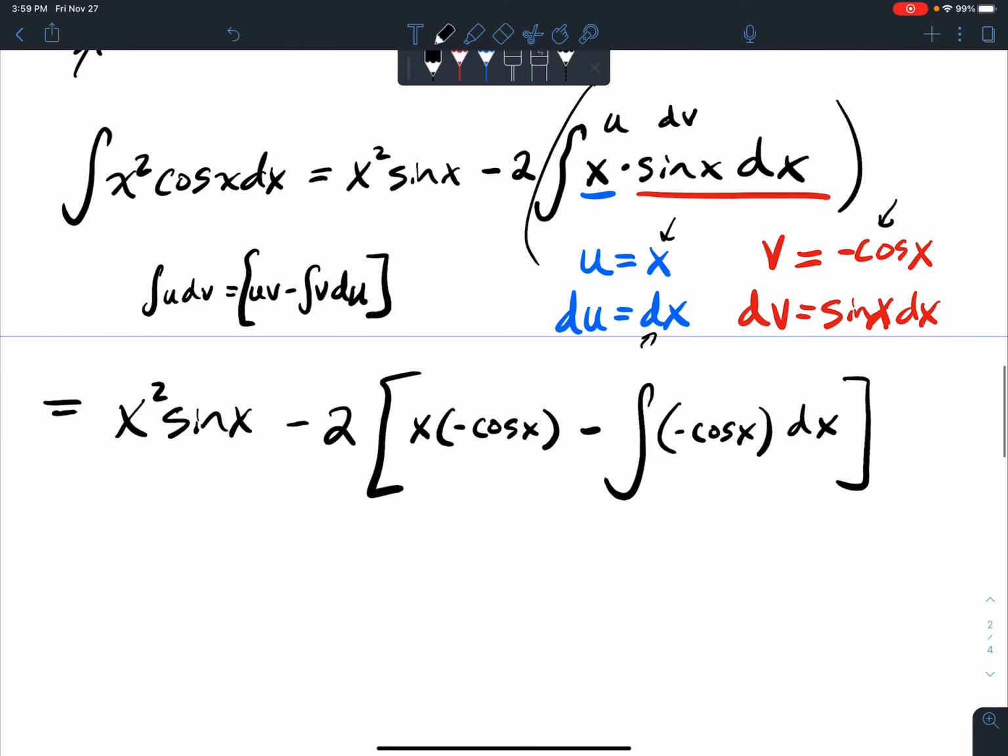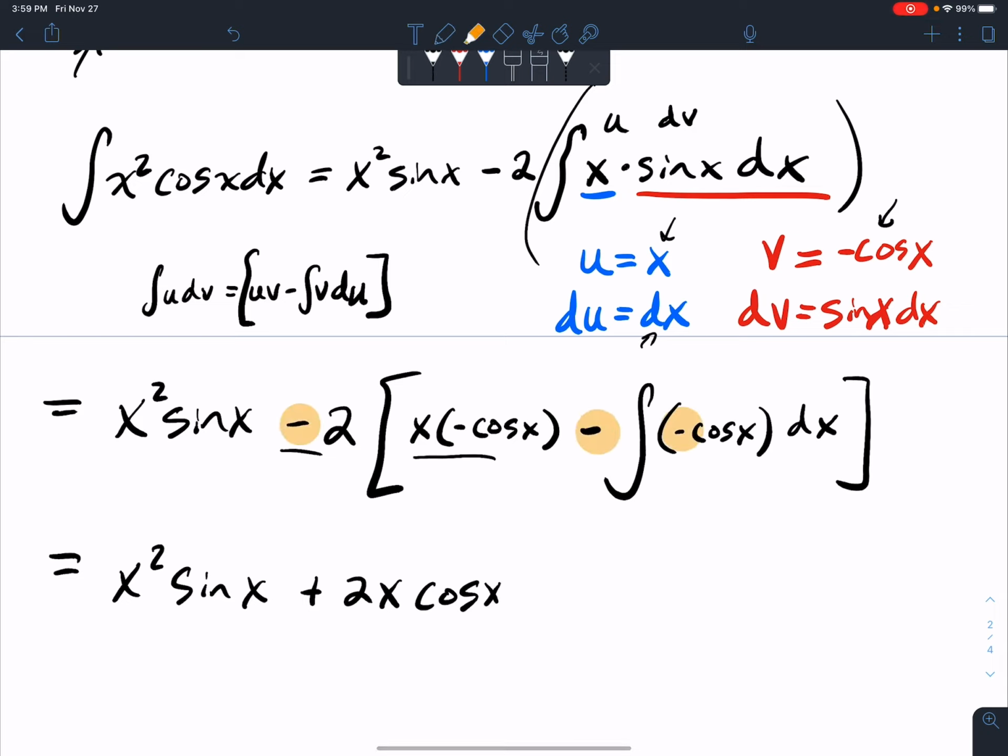Okay, so now I want to simplify this a little bit. So simplify before you start trying to integrate. This is a negative and that's a negative, so that makes a positive 2x cosine x. And then, oh my goodness, that's a negative, and then a negative. 3 negatives make a negative 2 integral cosine x dx.